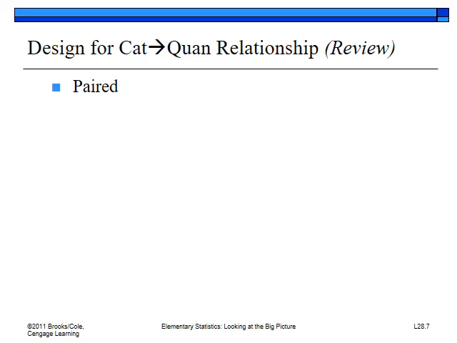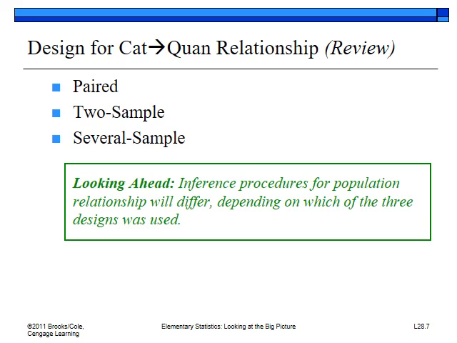So remember, there are several different possible designs for a relationship between an explanatory categorical variable and a quantitative response variable. There's the paired design, the two-sample design, and the several sample design. Before we decide which analysis technique to use, we have to first decide which design we're studying.